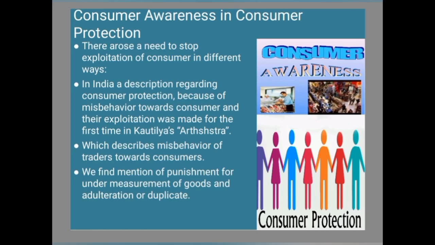physical security. In India, a description regarding consumer protection because of misbehavior towards consumers and their exploitation was made for the first time in Kautilya's Arthashastra, which describes the misbehavior of traders towards consumers and their exploitation. We find a mention of punishment for under-measurement of goods and adulteration or duplication.